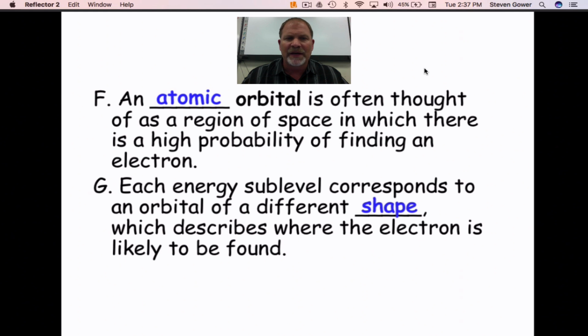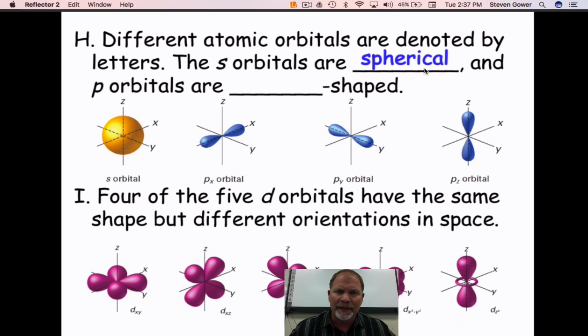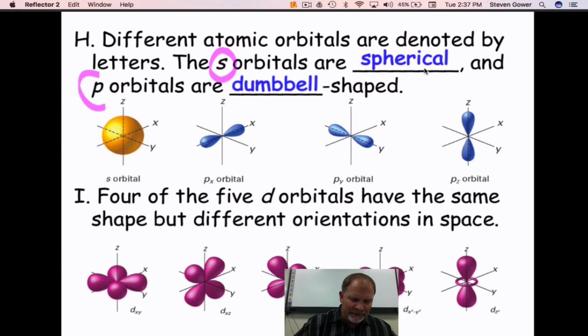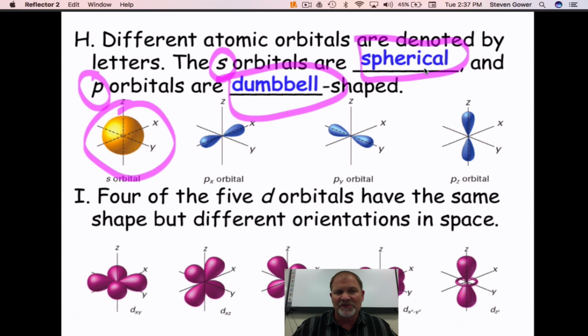The atomic orbital is often thought of as a region of space with a high probability of finding electrons, and each energy sublevel or subshell corresponds to an orbital of different shapes. There are 2 shapes I do want you to know, for 2 sublevels, or what we call houses, S and P. S is spherical, kind of easy to remember, and P was our dumbbell. The S is just a simple sphere. It just gets larger and larger: 1S, 2S, 3S, 4S.